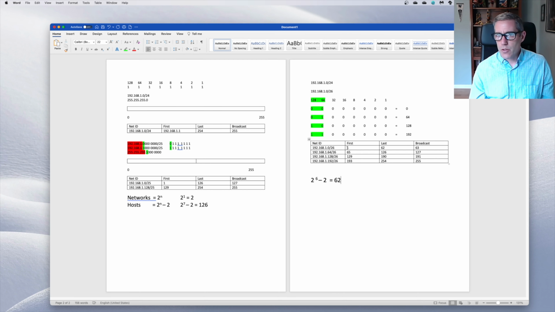And hey, look at this. We go from 1 to 62. There are 62 addresses. And if you counted out or did math on these, you would find 62 in each network. So that gets us through any way we want to do it.